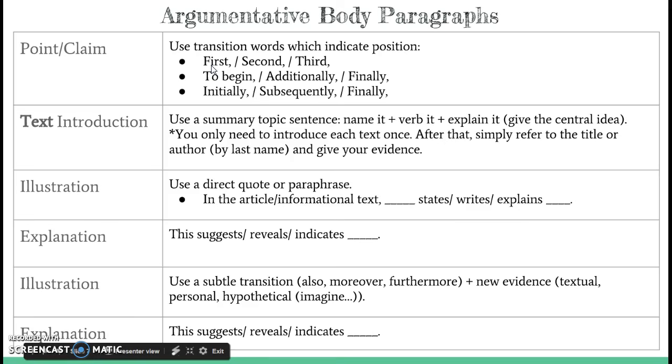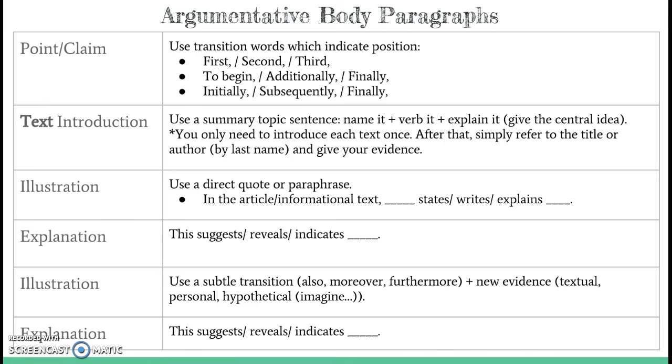So I can use first, second, third. I can use to begin, additionally, and finally. I can use initially, subsequently, and finally. And you will notice that I've capitalized each of those words and included a comma to help you remember to do the same. After I use a transition word, then I'm going to introduce the text that I'm going to be referring to in that body paragraph.